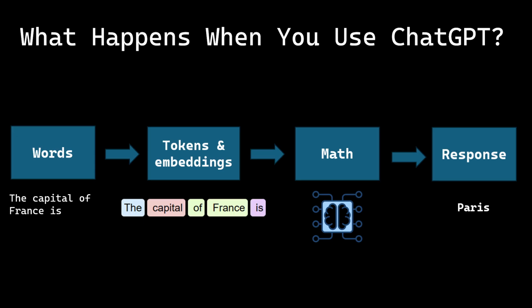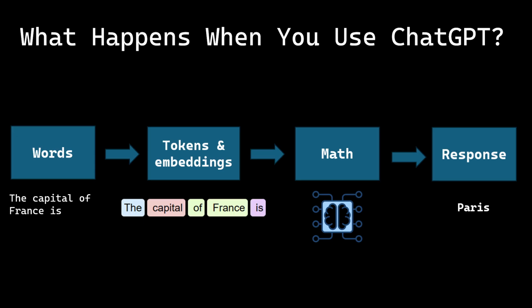So what happens when you use ChatGPT? Well, being a computer, it doesn't think in words like we do. When you enter something, it does several things to turn it into something it can understand. First, using a process called tokenization, and then something called embeddings, both of which we will talk about later in this video.